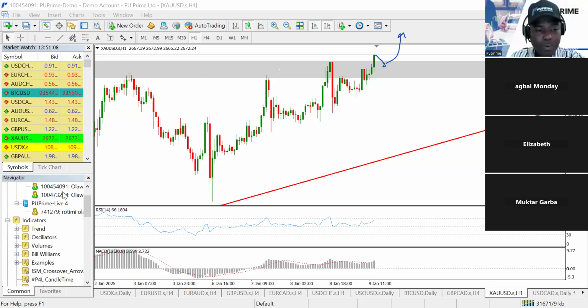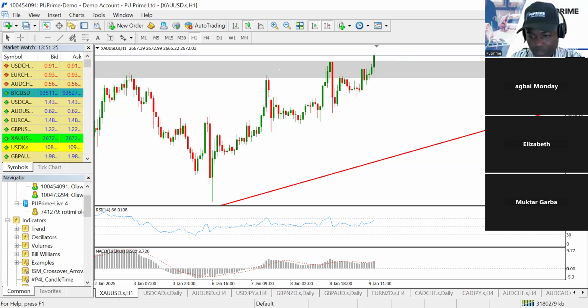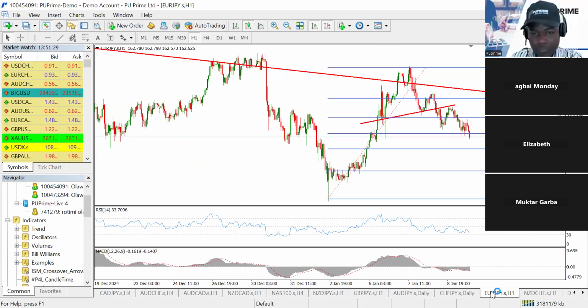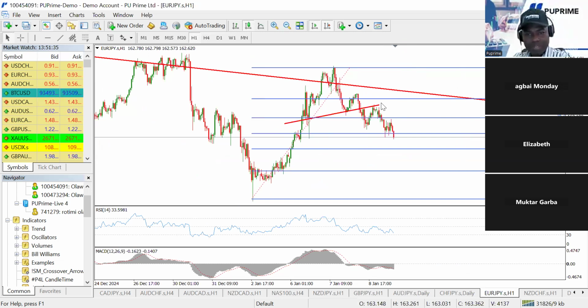And Euro JPY. Yeah, I remember giving a signal on this yesterday. We expected it to sell, but then there was a retracement and instability. But they continue selling further. Will it still sell further?